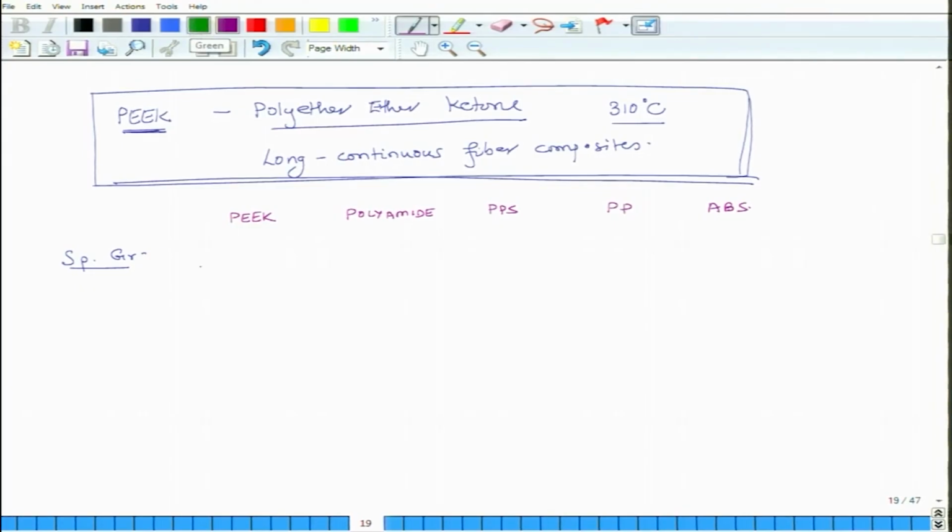So, specific gravity 1.3, 1.38, they are about the same, 1.3, but polypropylene, this is very popular material for day to day products, chairs, tables, glasses, because its density is very less, 0.91 polypropylene. And then ABS is about 1.06 to 1.08.